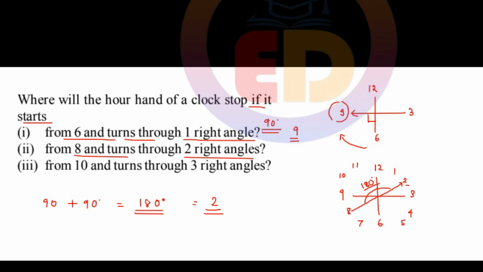Coming to the third question. It says from 10 and turns through 3 right angles. It is at 10 and turn 3 right angles. Now 3 right angles means 3 times 90, which is 3 into 90, which is 270, or you can add 90 3 times, it is 270. So let us draw a clock and then give it a 3 times 90 degree.